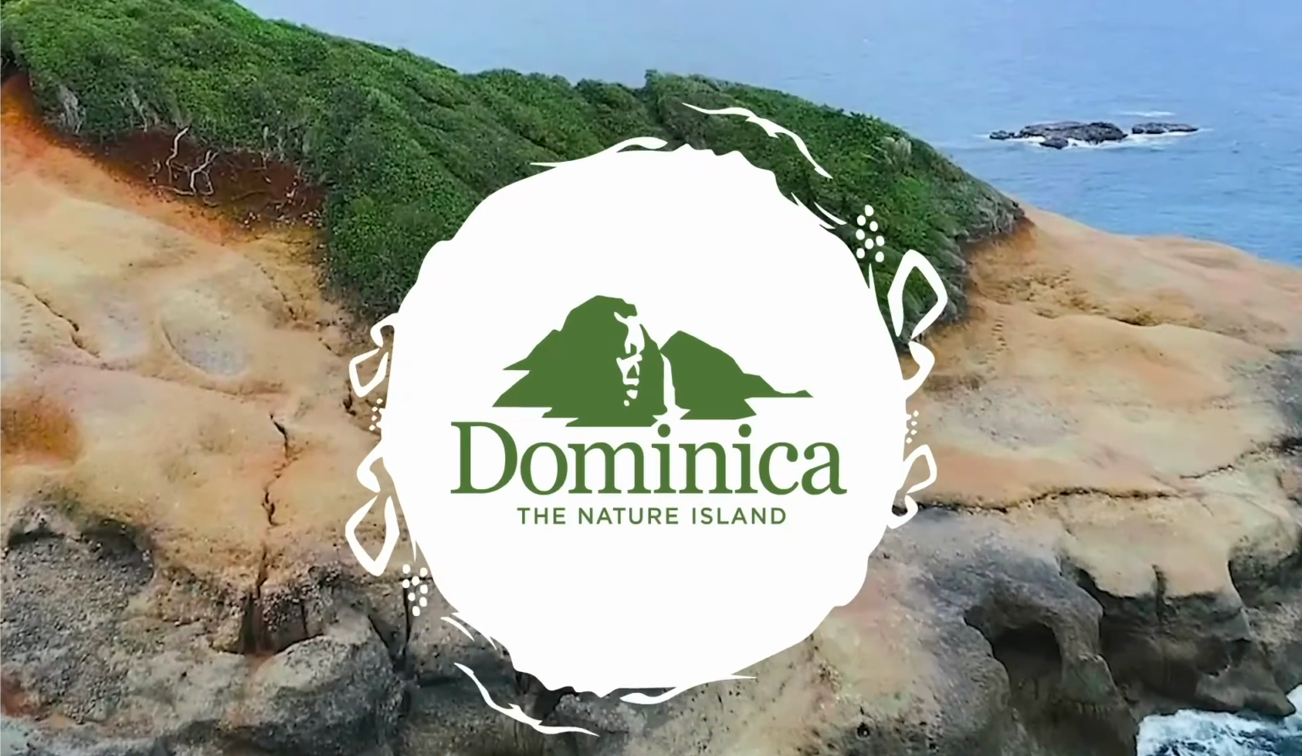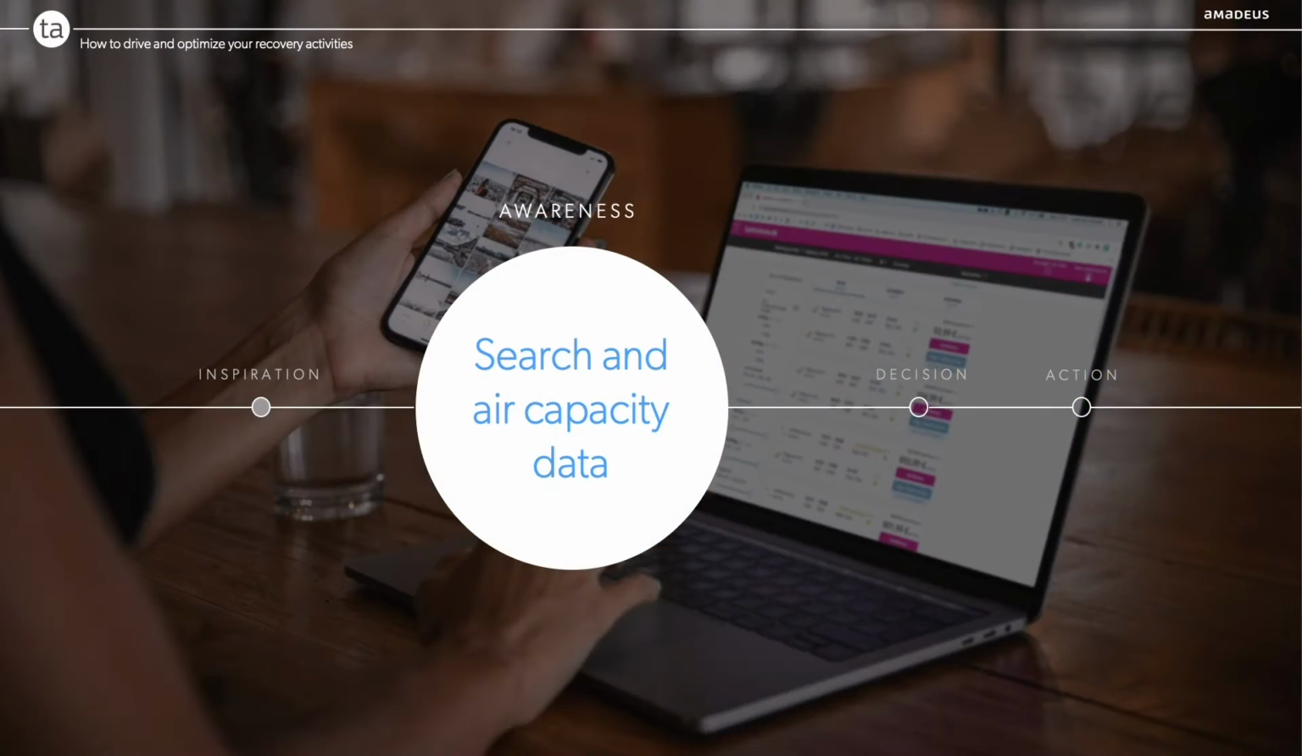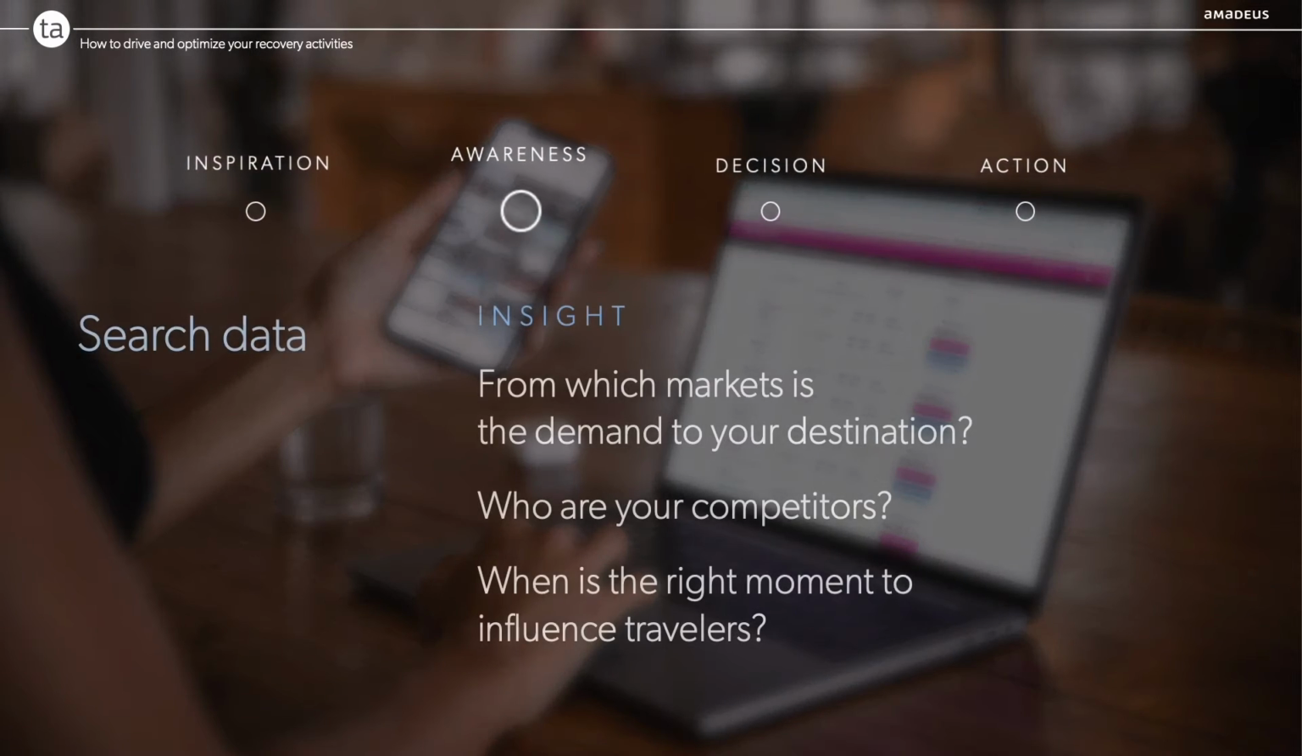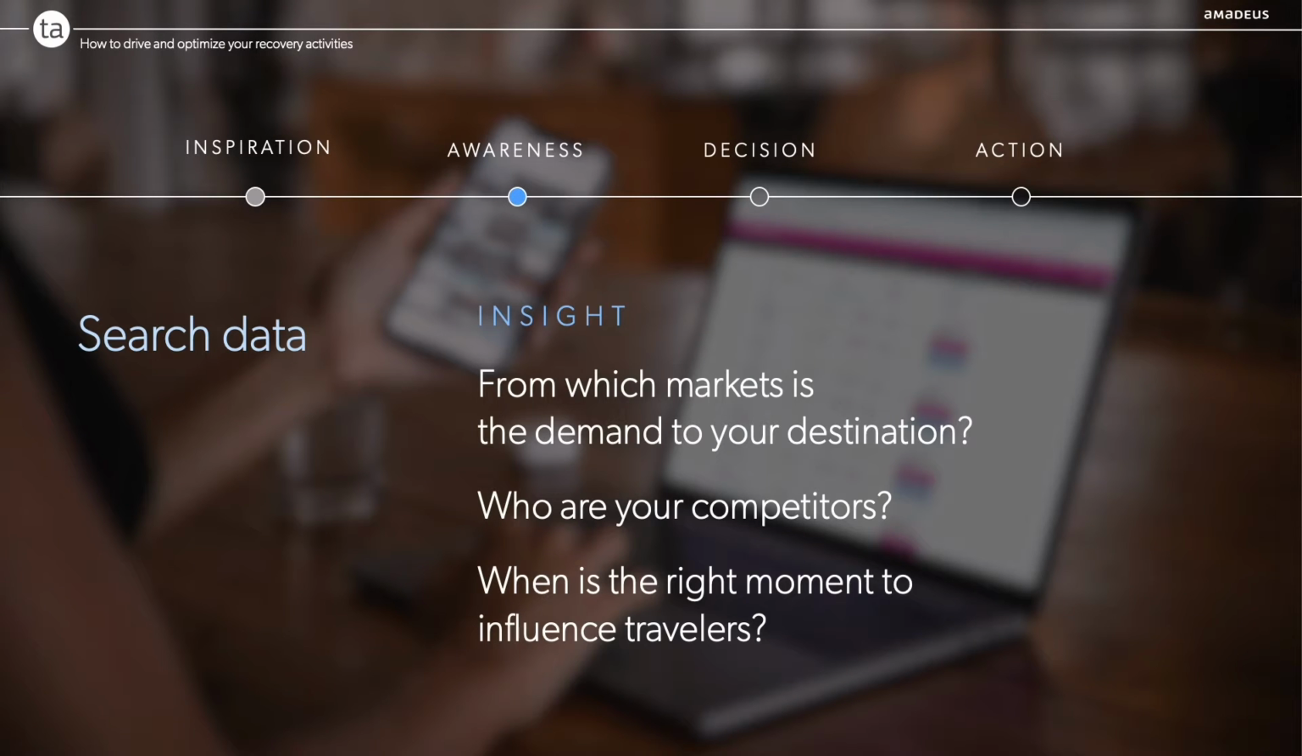The next step of our customer's journey is awareness. So this is when travelers are researching and planning their trips. They might have your destination on their radar already, but most likely they're choosing and comparing between different destinations. So this is the perfect time to try and influence their decision. At this stage, you should be looking at both the search or demand data and also the air capacity data. And we're trying to understand and answer questions like, from which markets is this demand coming? Who are your competitors? And when would be the right time to try and influence these audiences?